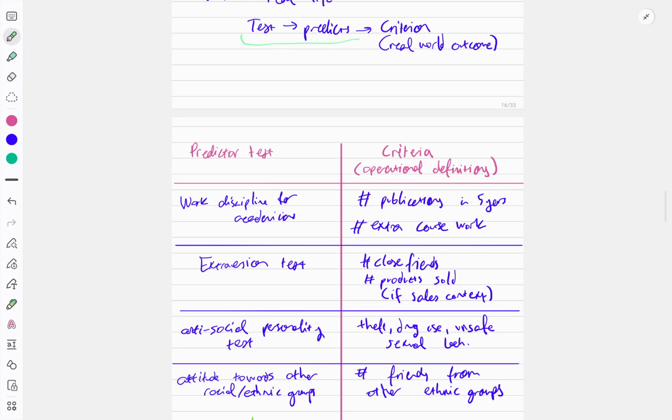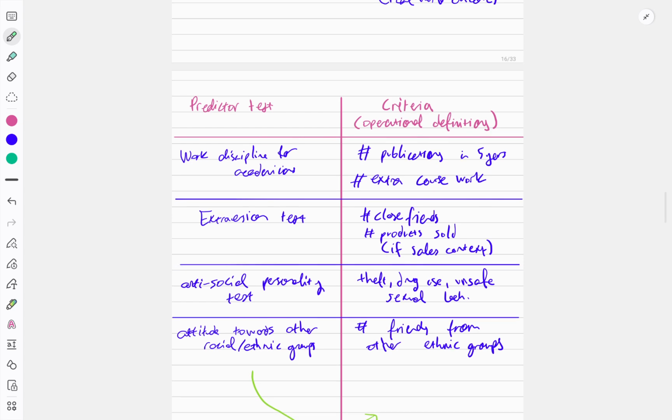For example, maybe we are measuring work discipline for academicians, and later we want to learn about the criterion validity of our study. So we look at the publications the academicians made in 5 years and the extra coursework they did in these 5 years, so that we understand if we measured their work discipline correctly.